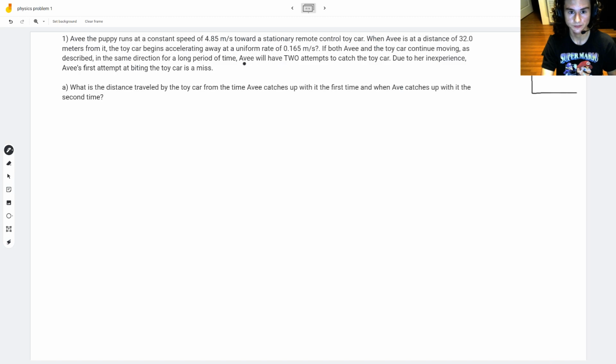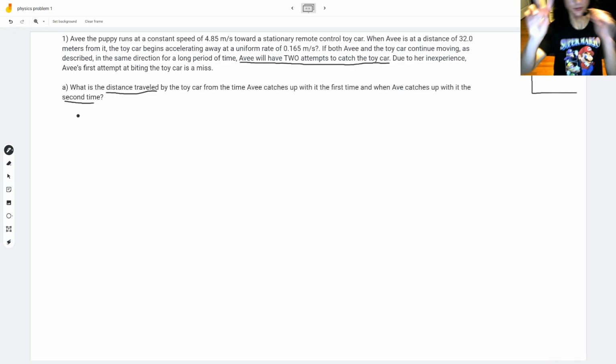So if we move on, we can see the first problem. If we take a moment to read the prompt, it says AV will have 2 attempts to catch the toy car. Due to her inexperience, the first attempt at biting the toy car is a miss. So it's asking, what is the distance traveled by the toy car from the time AV catches up with it the first time and when AV catches up with it the second time? So we're looking for 2 times. This might seem a little bit confusing.